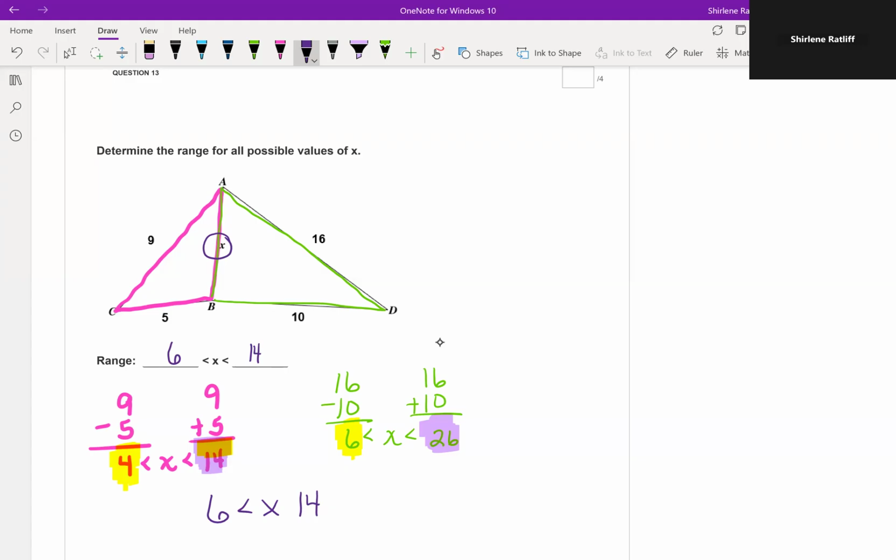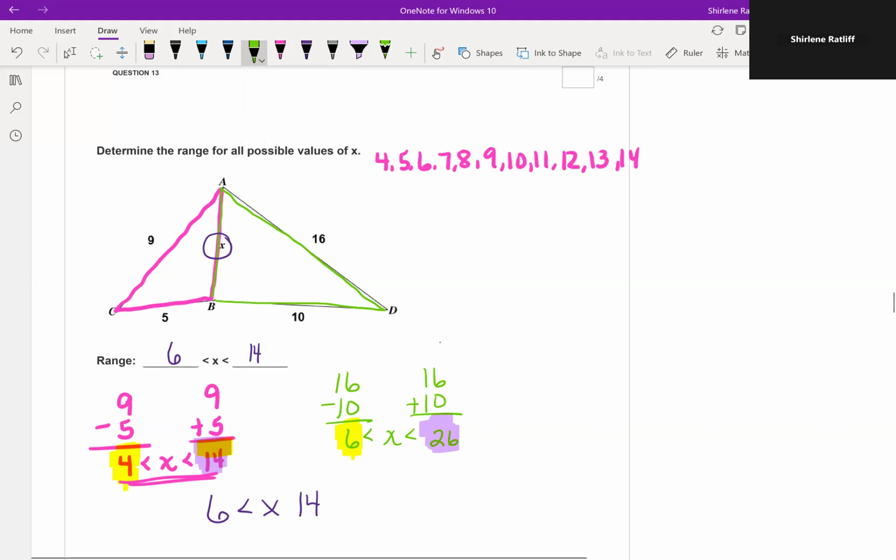Now, y'all, if you don't like that, it's okay. Here's what you could do instead. You could list out all the numbers between 4 and 14, just whole numbers: 4, 5, 6, 11, 12, 13, 14. And then underneath of it, you list out all the possibilities between 6 and 26. Line them up: 6, 7, 8, and keep going until you get to 26.